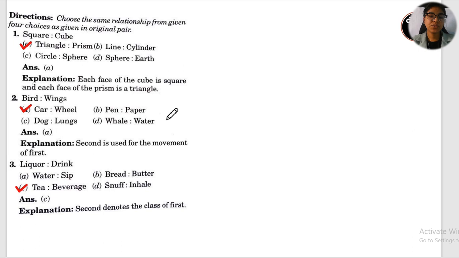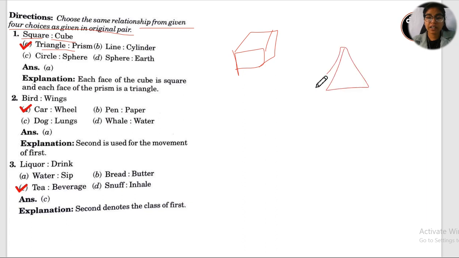Next question is, you have to choose the same relationship from the given four choices as given in the original pair. The original pair has given you a square and a cube. By a square you will get your cube. Same in the case of triangle. Triangle will give you a prism. Each face of the cube is a square and each face of the prism is a triangle.